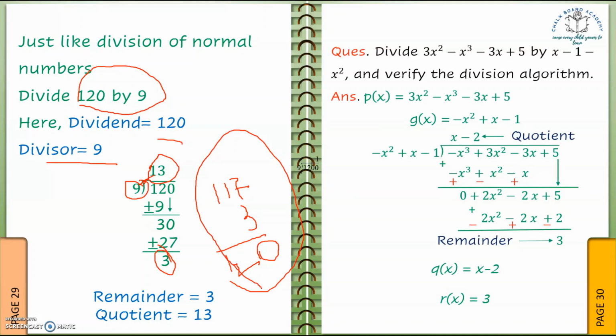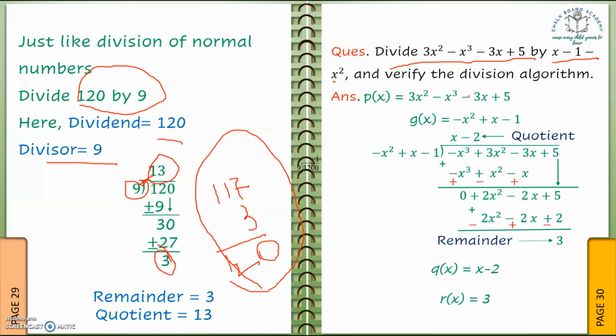So let's begin. Here is a question: divide this polynomial 3x square minus x cube minus 3x plus 5 by x minus 1 minus x square, and then verify the division algorithm.